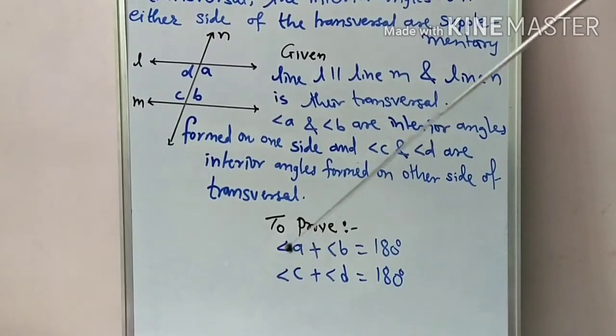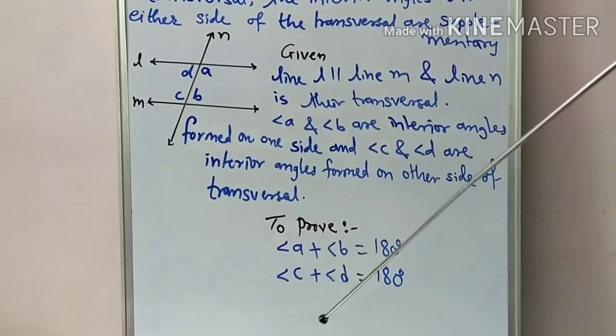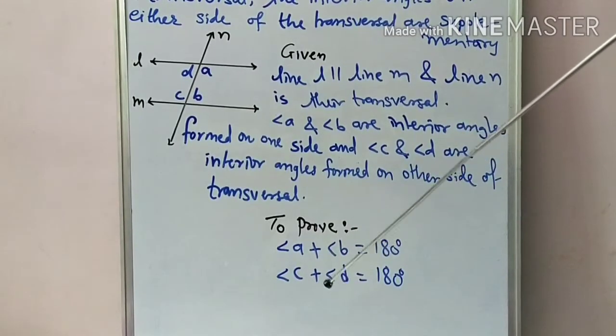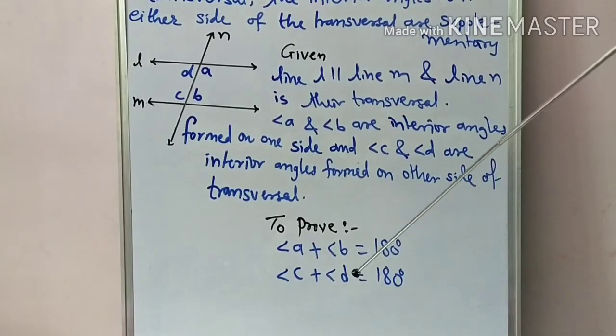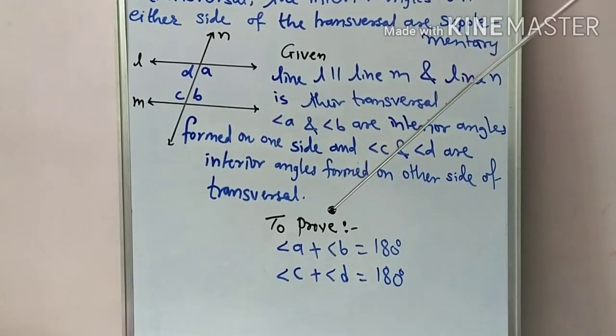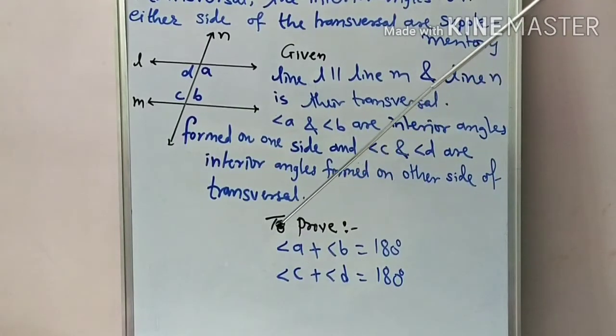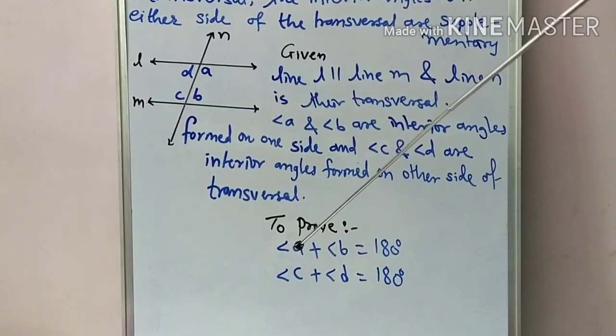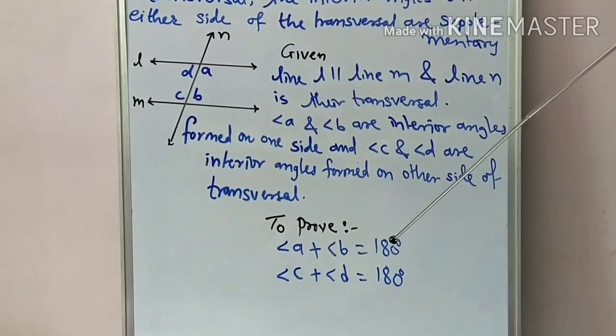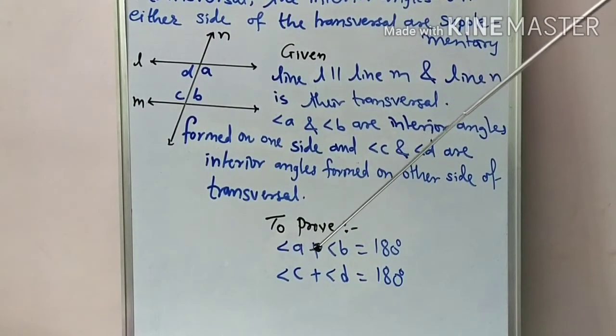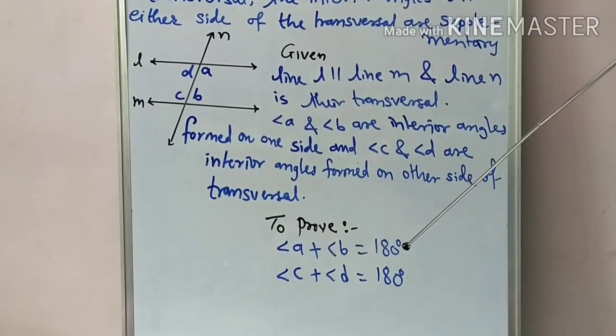Okay, we will prove it for only one pair. Then the remaining pair we get as supplementary. Okay, and the proof of this theorem, the interior angle theorem, is solved by the indirect method. Indirect method means what? We take the wrong statement of what we have to prove. We have to prove angle A plus angle B equal to 180. We say angle A plus angle B is not equal to 180.